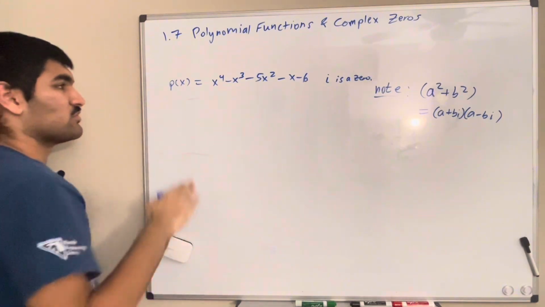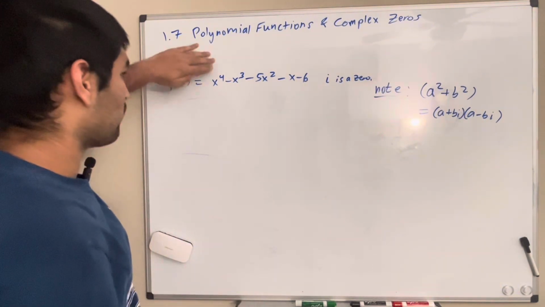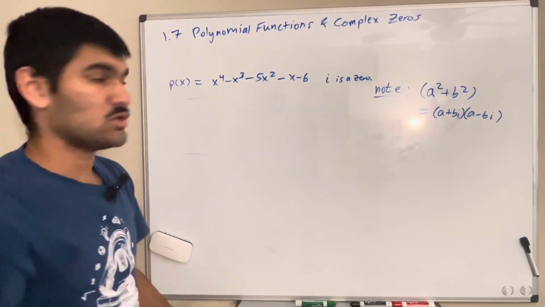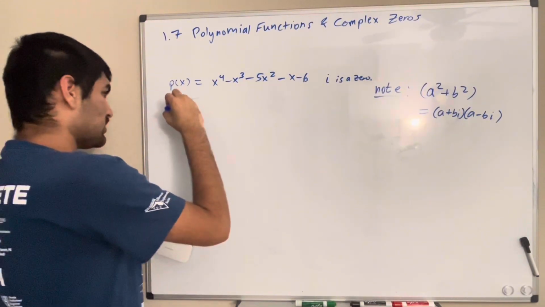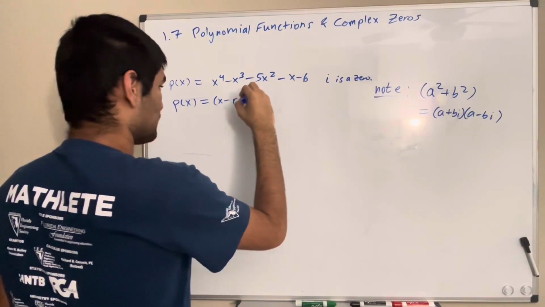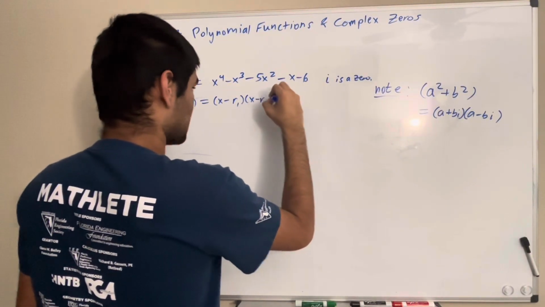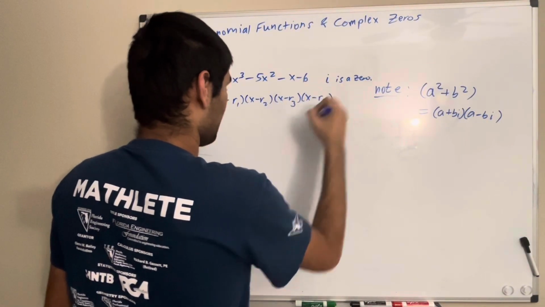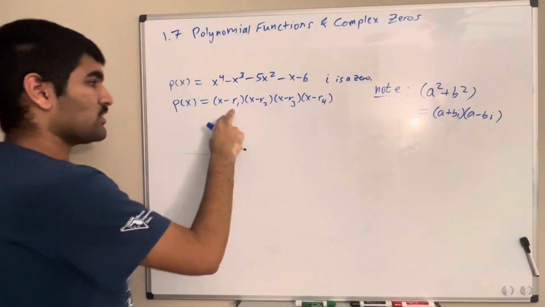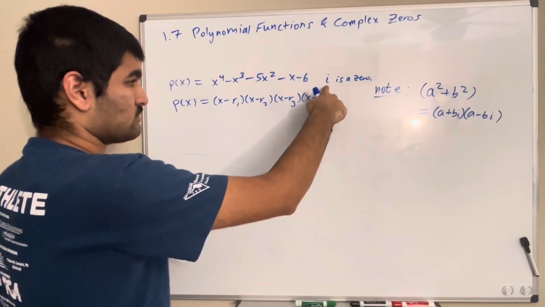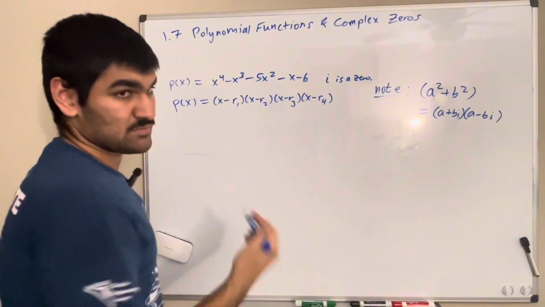And from the fundamental theorem of algebra, since this is a fourth degree polynomial, we know that this should have 4 linear factors. So generally speaking, this should factor as x minus r1 times x minus r2 times x minus r3 times x minus r4, because we have 4 linear factors. But we already know 2 of the factors, because one of them is i, and since that's a complex root, we know that another factor has to be negative i.